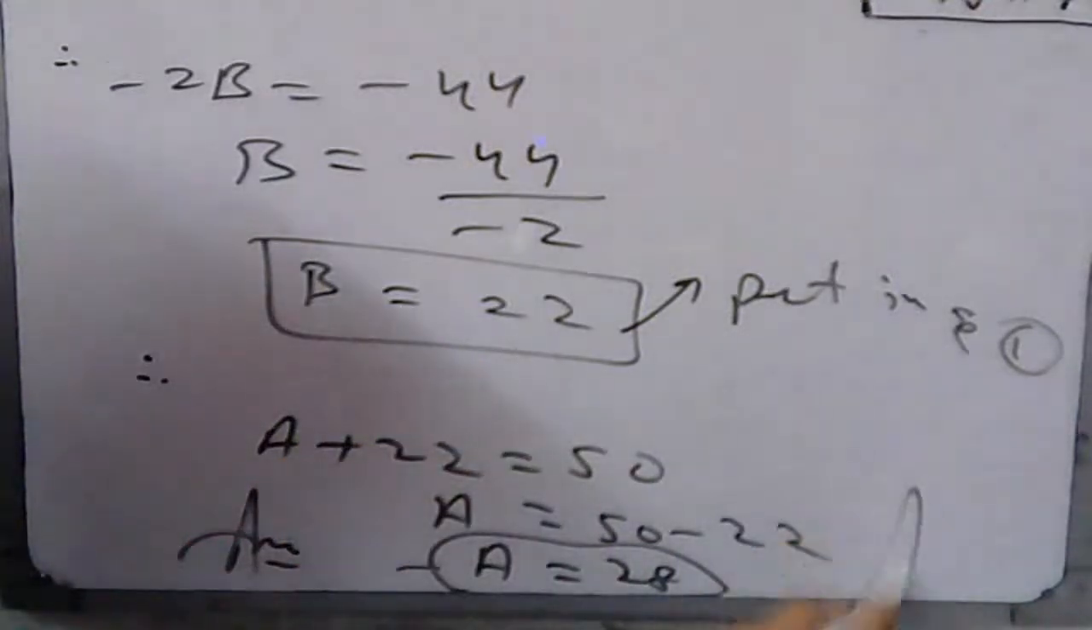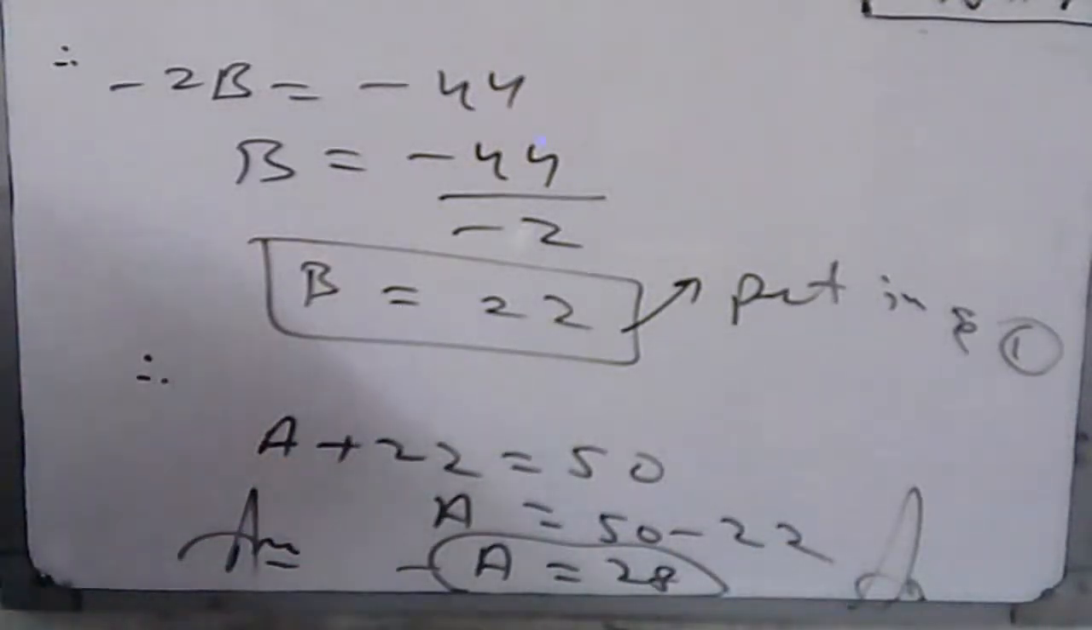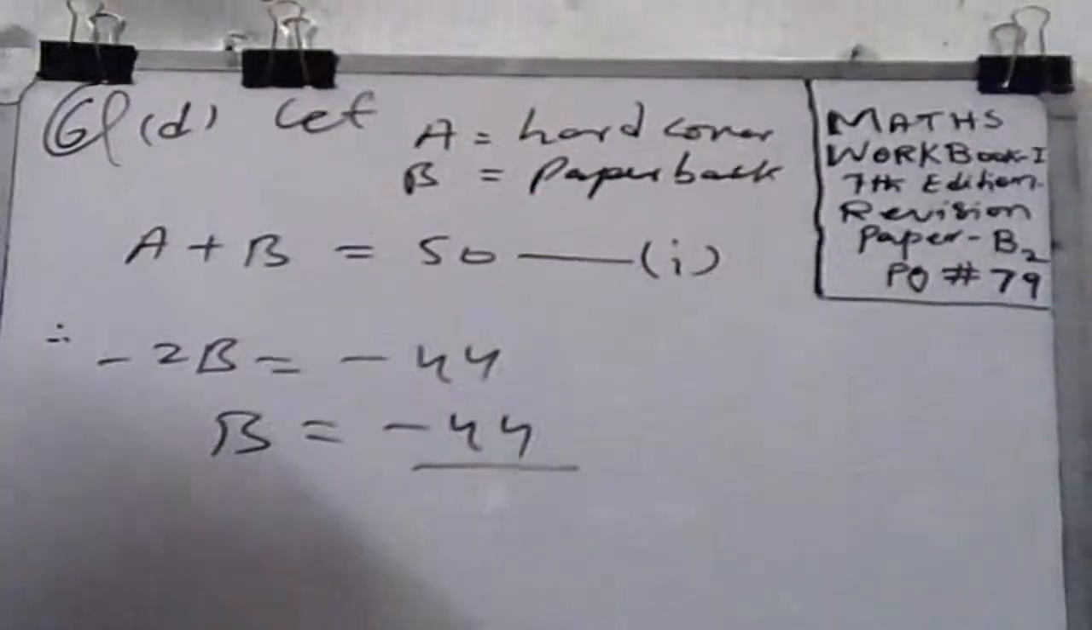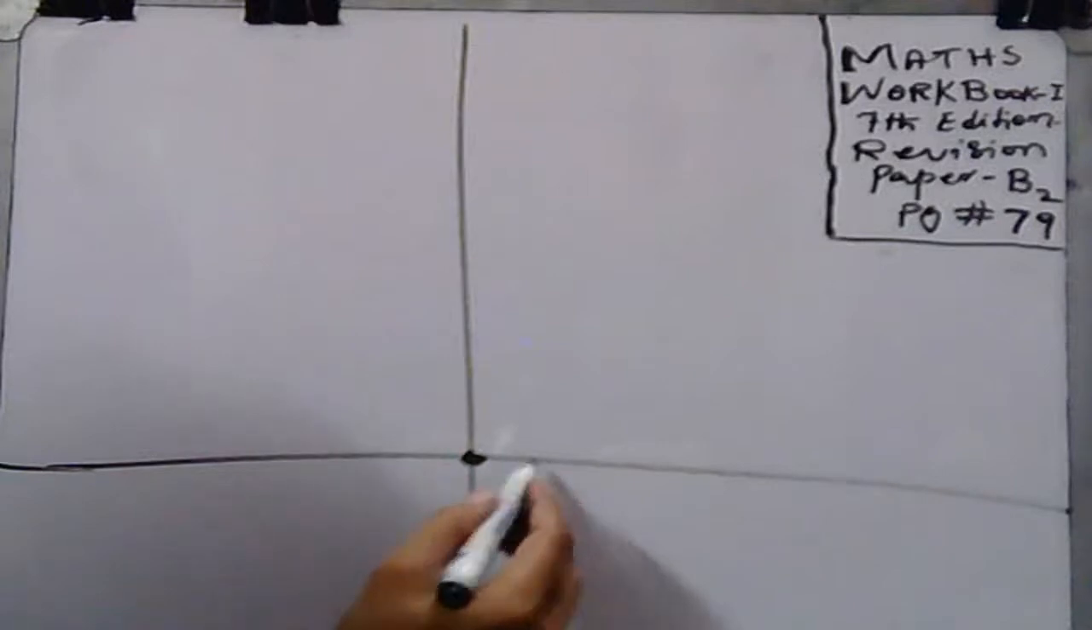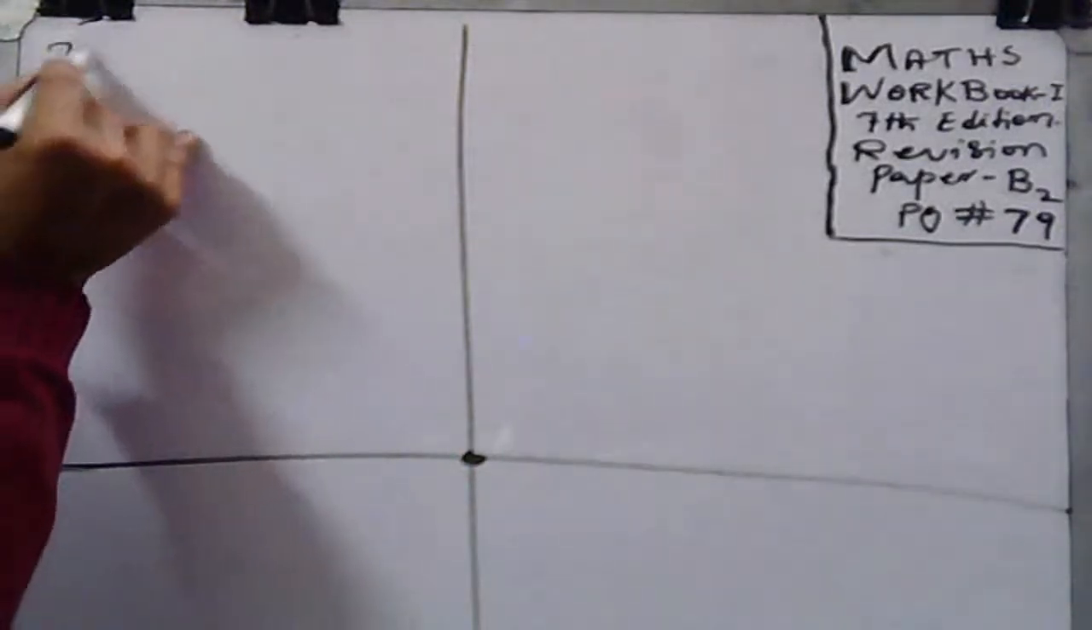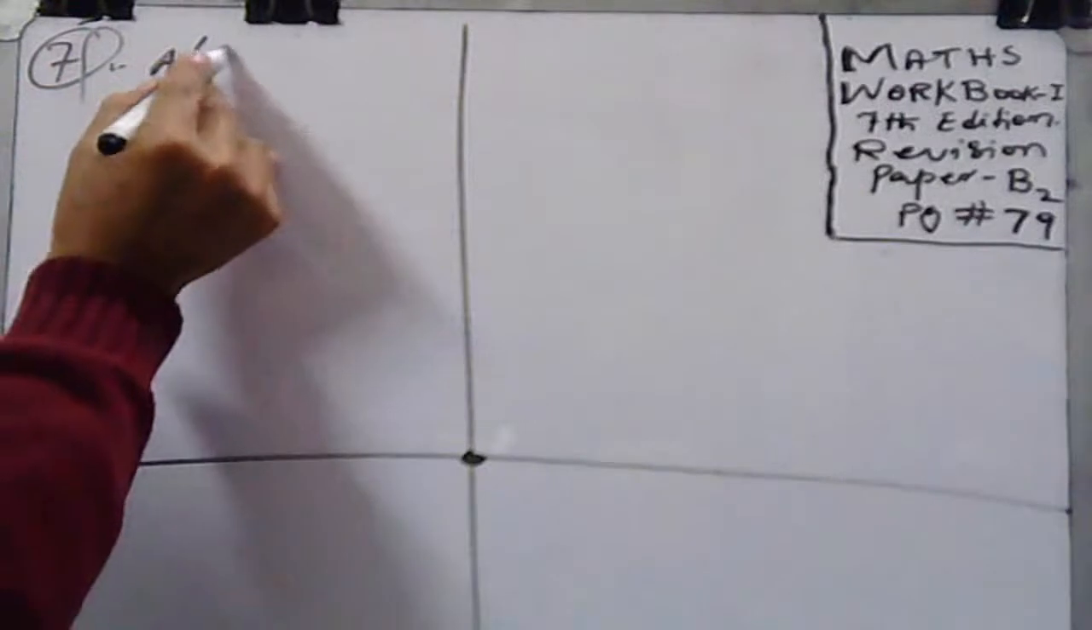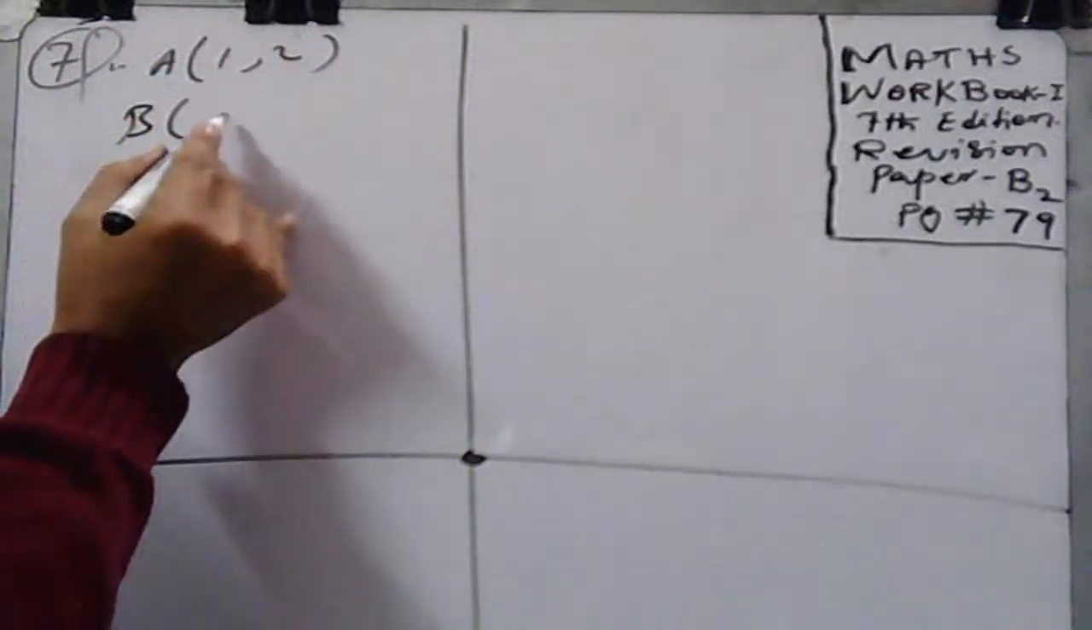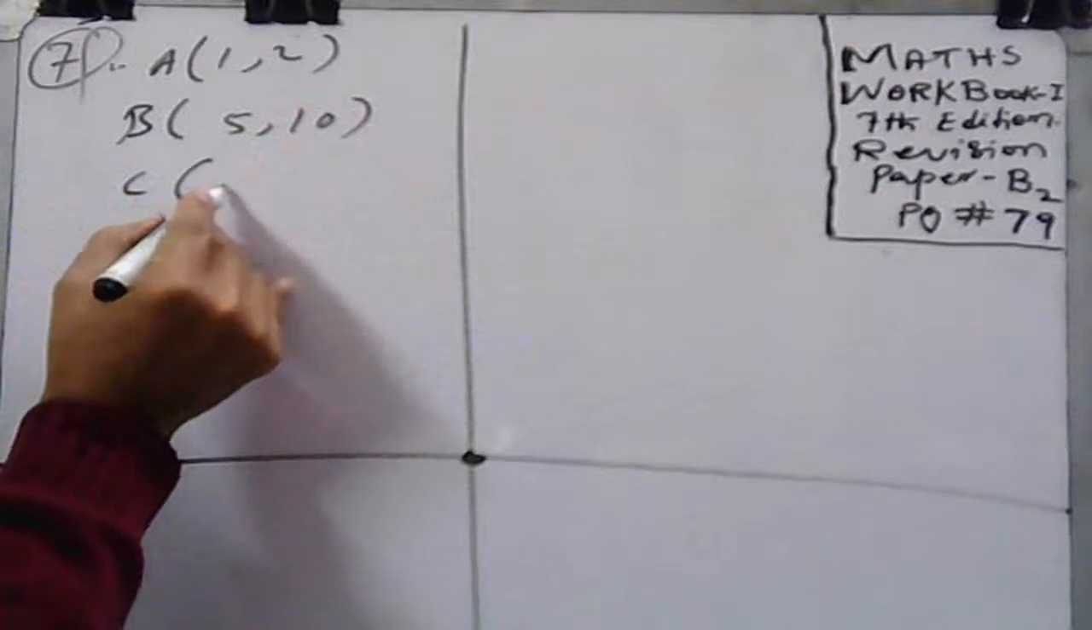Now coming to the next question, question number 7. Three points have been given to us, and we have to draw them. The points are A (1, 2), B (5, 10), and C (9, 6). So what should you do?